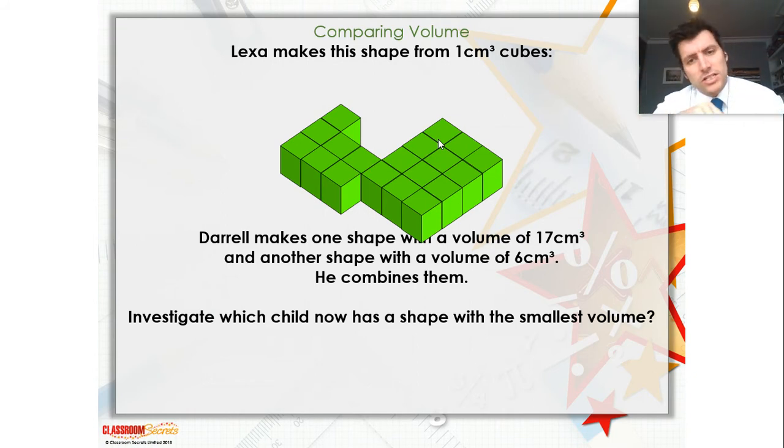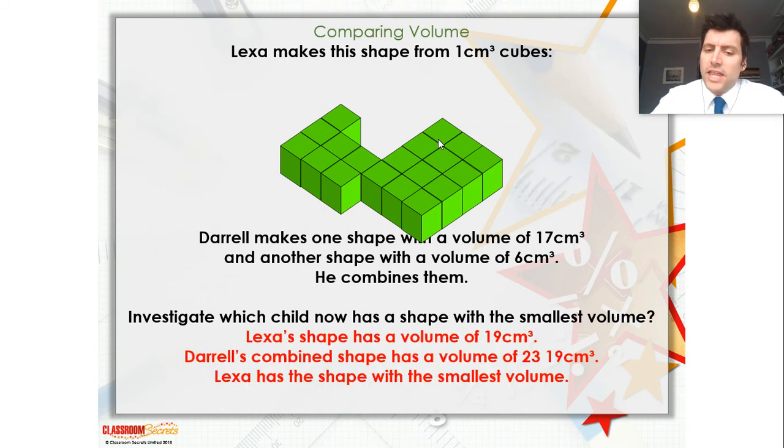Let's see what Lexi's got. It's 3 add 6 add 4. 3 add 6 add 4 is 13. Add 3 add 3 is 19. Okay, so I can see that hers is smaller than Daryl's because 19 is smaller than 23 centimeters cubed.